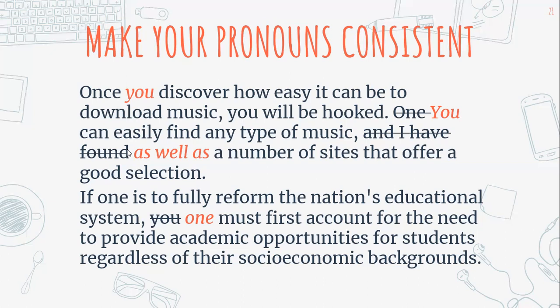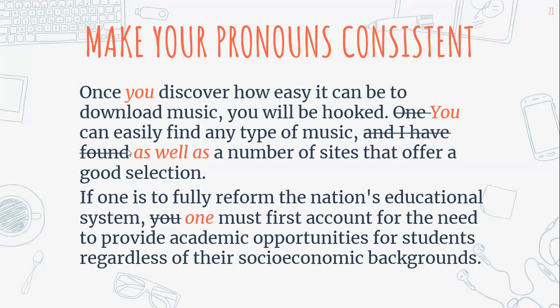So we're just going to use one throughout the sentence where it is needed. So first, it would have read, if one is to fully reform the nation's educational system, you must first account for the need to provide academic opportunities for students, regardless of their socioeconomic backgrounds. So it should read, if one is to fully reform the nation's educational system, one must first account for the need to provide academic opportunities for students, regardless of their socioeconomic backgrounds.